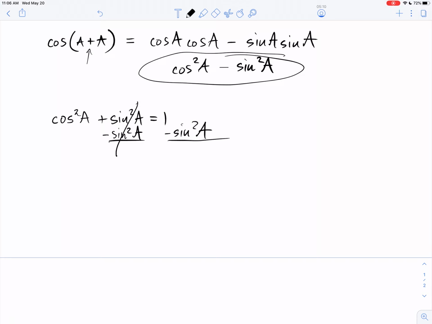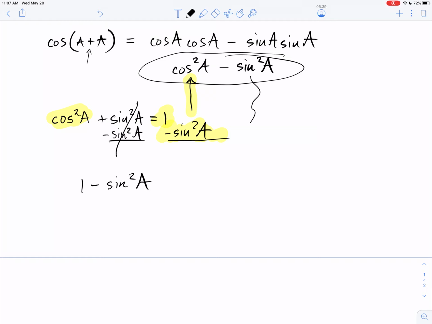Then I'd cancel those, and I would say, you know what? What this tells me is that cosine squared of A could be written as 1 minus sine squared A, and then I could substitute in for this piece right here. I could say, hey, cosine squared A, you're the same thing as 1 minus sine squared A.